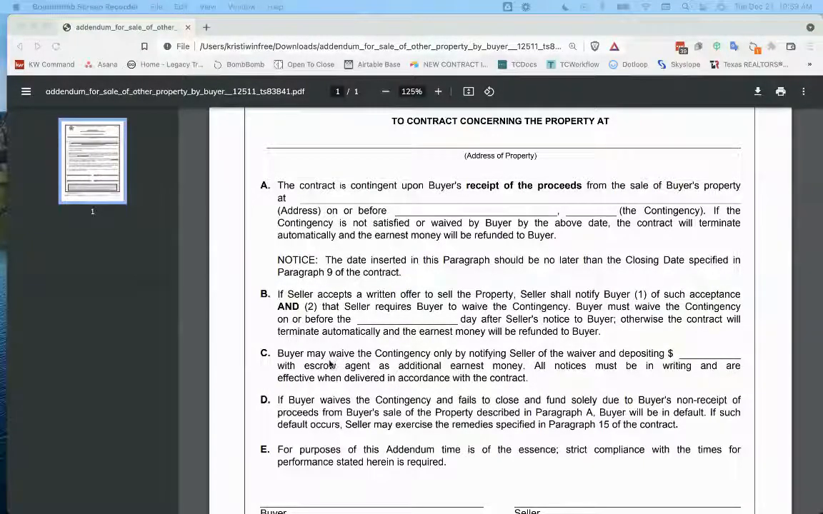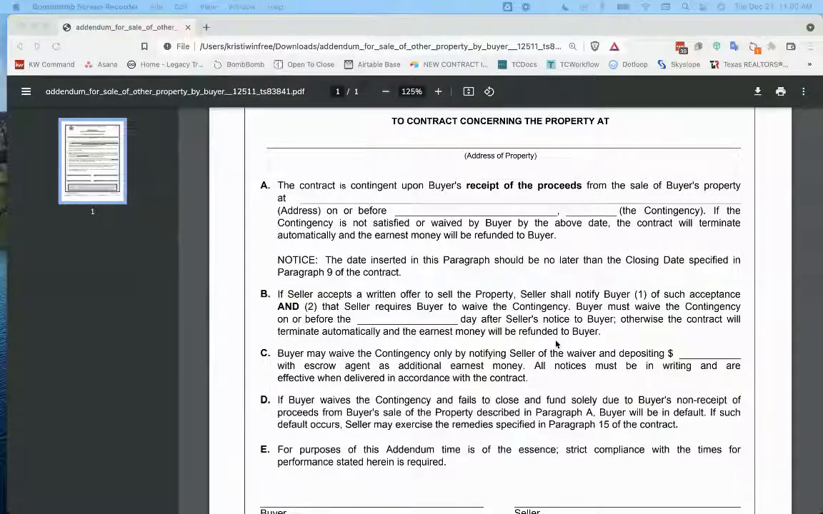And then paragraph C, buyer may waive the contingency only by notifying the seller of waiver and depositing extra earnest money with the escrow agent. So if you're representing the seller, you want a higher dollar amount here, because keep in mind, if you're accepting a backup offer or not, if you're accepting another offer, then most likely that offer is better than this offer. And so that's one of the reasons that you would want the buyer to either deposit a larger sum of earnest money or terminate the contract.